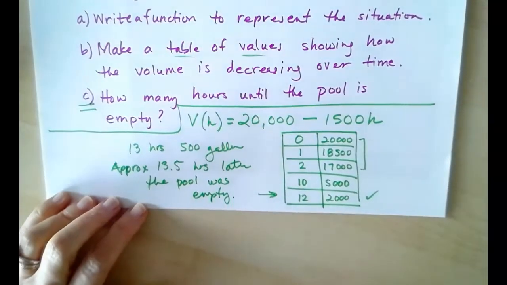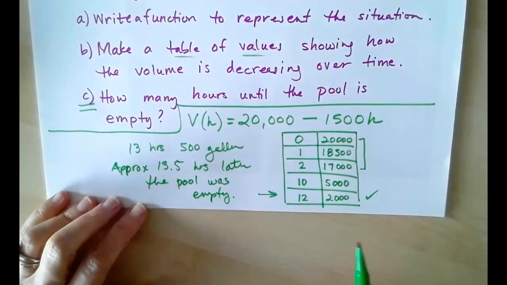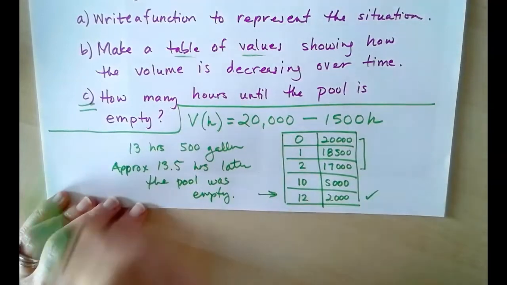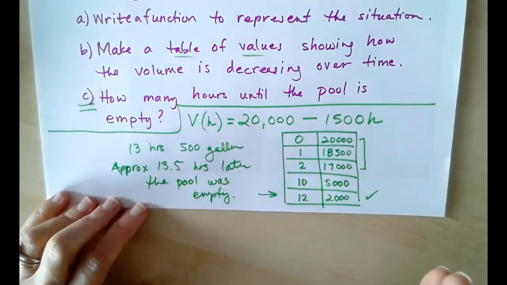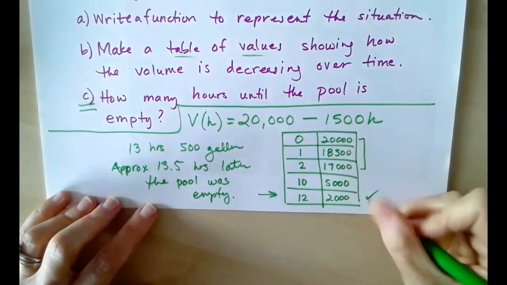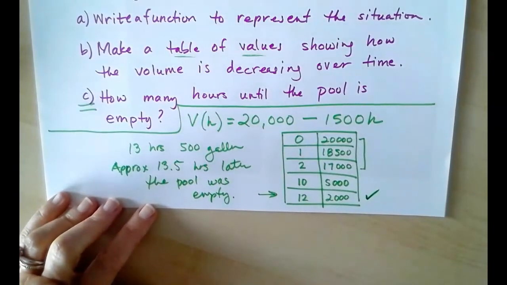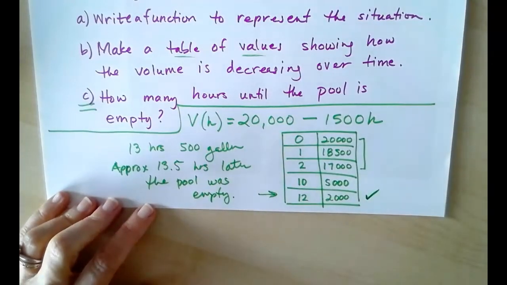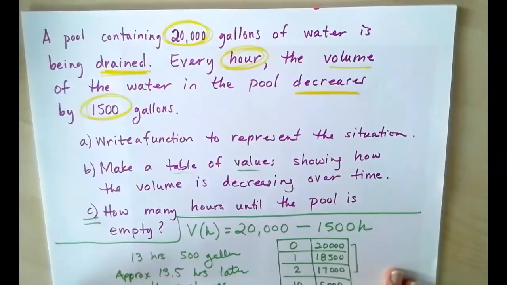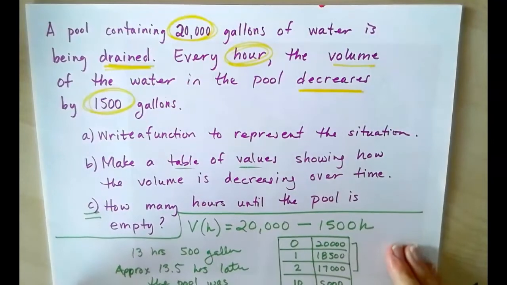So the chart helps us to make a reasonable guess for letter C. Could we find it exactly? We could, but I just wanted you to see in this particular video how a chart is helpful in helping you understand the given information in a problem.